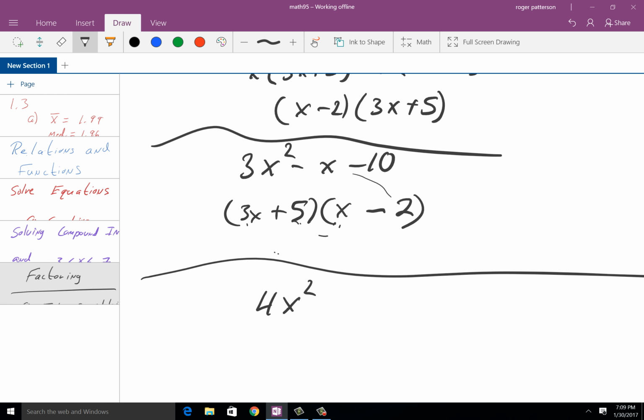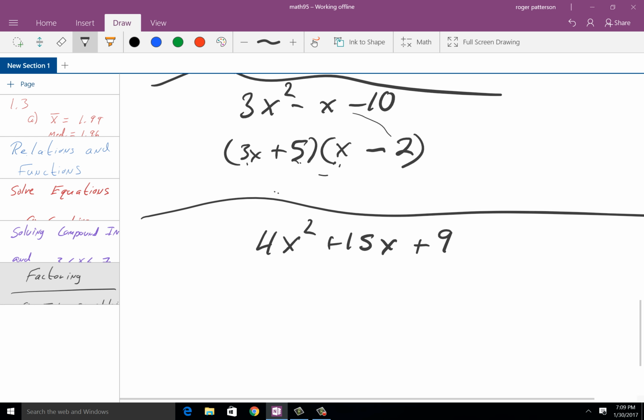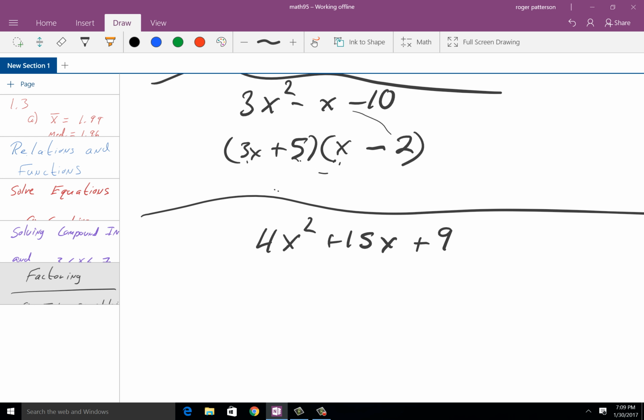4x squared. I guess you gotta figure out, let's see, let's go with 9, that'd be 36, 12 plus 15x. There we go. Let's try one like this. So, you want to do an AC method or guess method? Oh man, I want to see the guess method. We'll do it both ways.